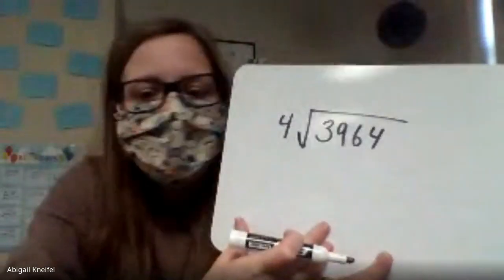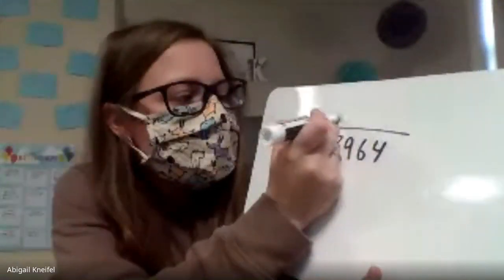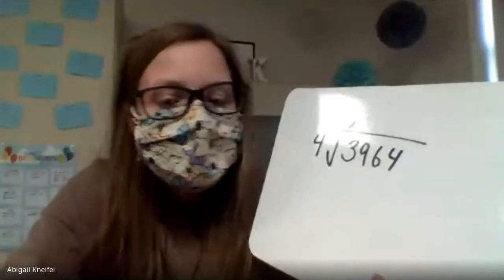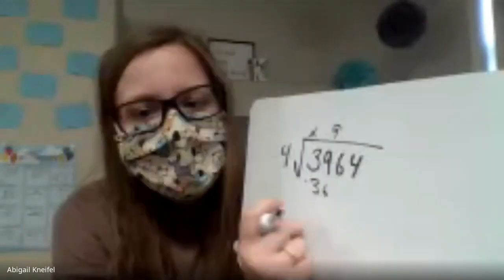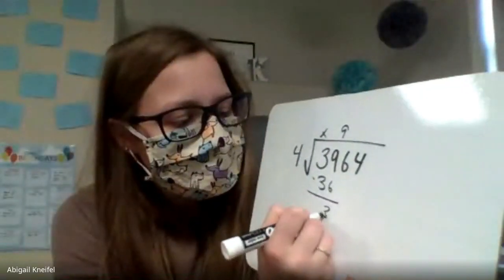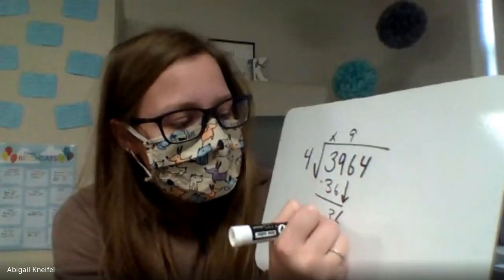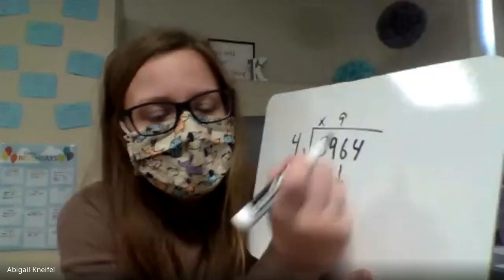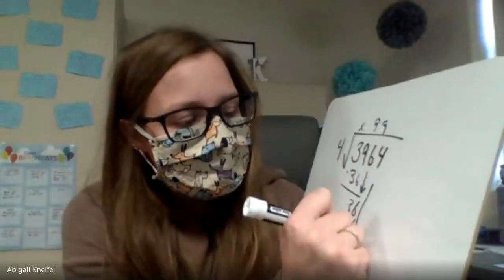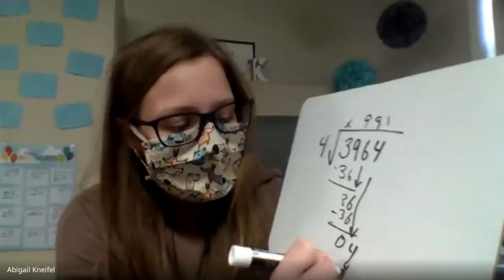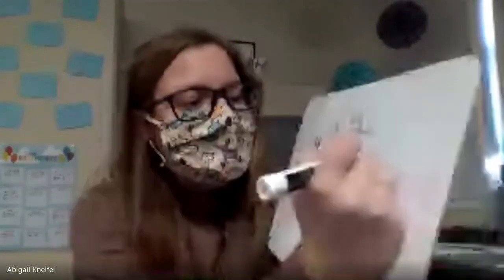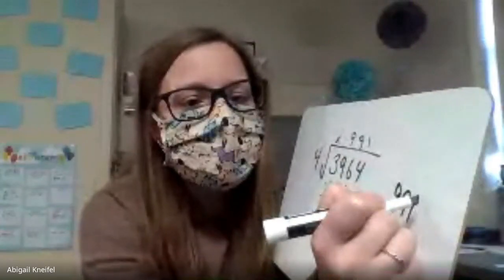Okay. Can 4 go into 3? No. So Mrs. Kneifel puts a little X there so I remember. How many times can 4 go into 39? Well, it can go in 9 times, which is 36. 39 minus 36 equals 3. Bring down the 6. Now, how many times can 4 go into 36? Guess what? It's 9 again. 36 minus 36 equals 0. Bring down my 4. How many times can 4 go into 4? 1 time. 4 minus 4 equals 0. Your answer should be 991.